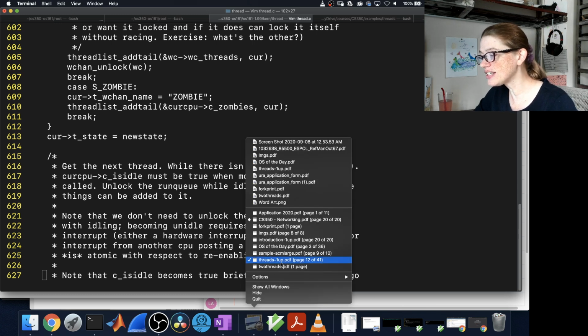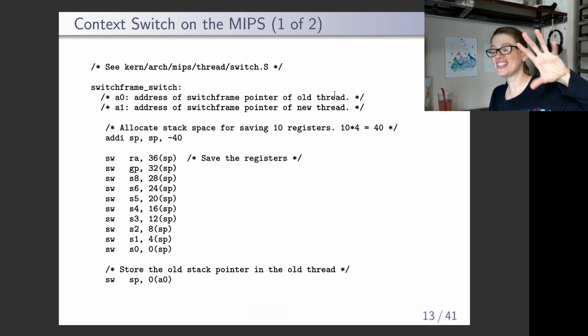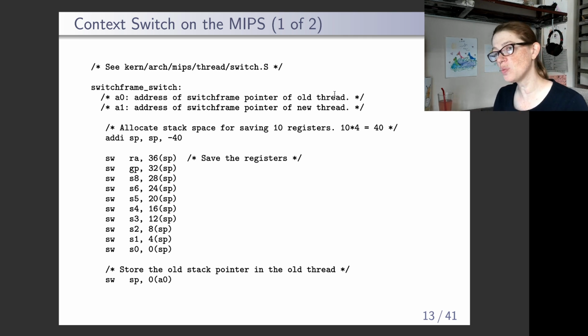And the low-level context switch is what's actually here in the slides. And it's this assembly. So you have thread switch, which does the high level choosing of the next thread, and then it's going to call this function called switchframe_switch, which is written in assembly to perform the low level context switch.